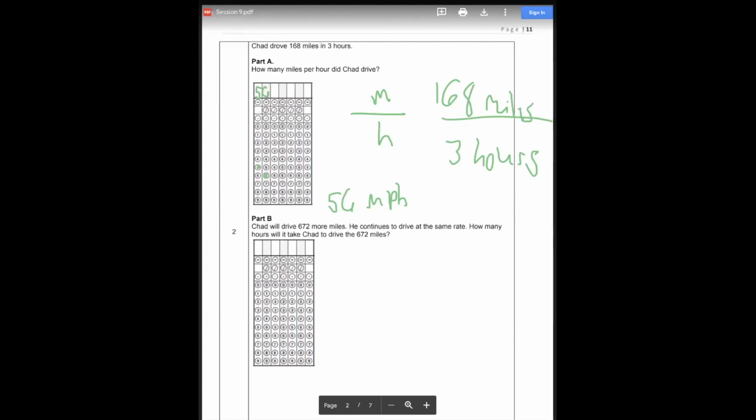Chad will drive 672 more miles. Oh my God. He continues to drive at the same rate. How many hours will it take to drive the 672 miles? Okay. So we're going to be using what we got over here to help us get the answer to part B. But this is now our proportion problem.